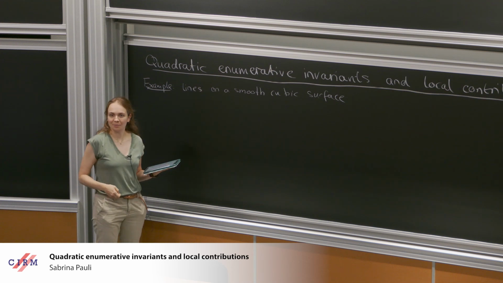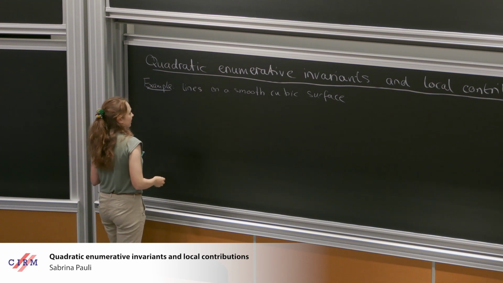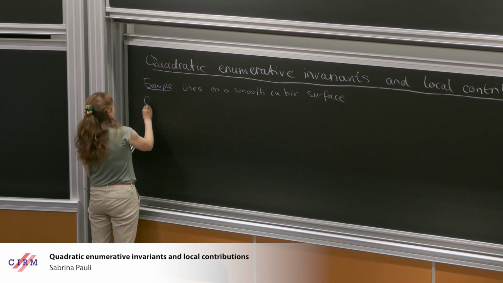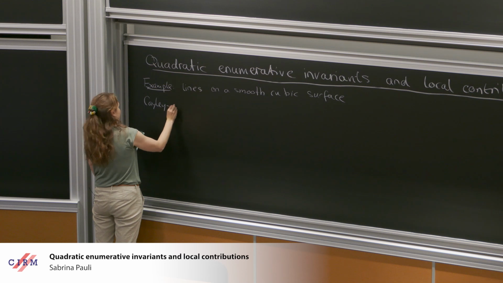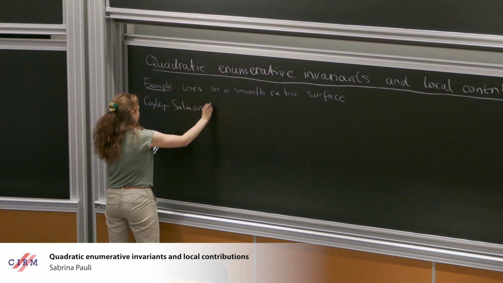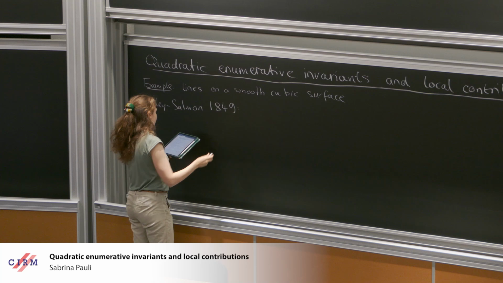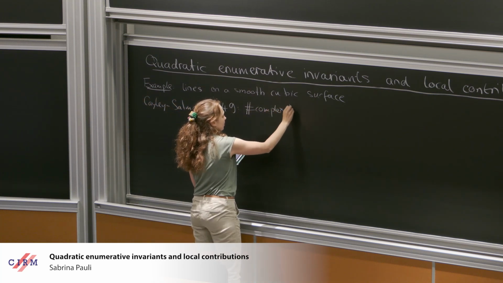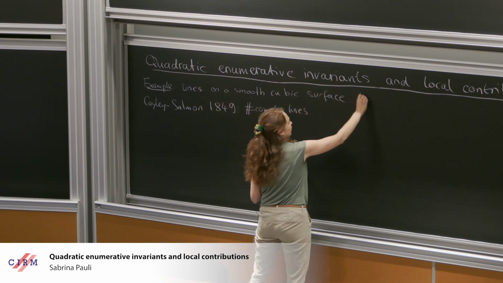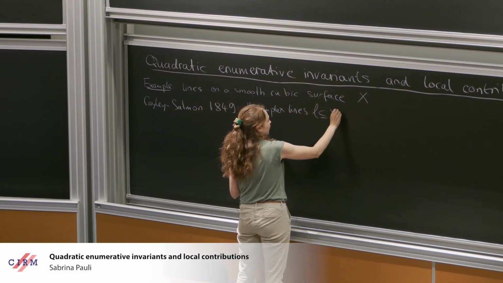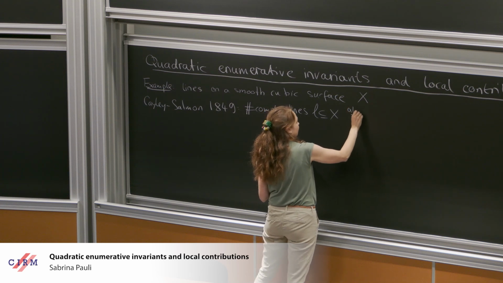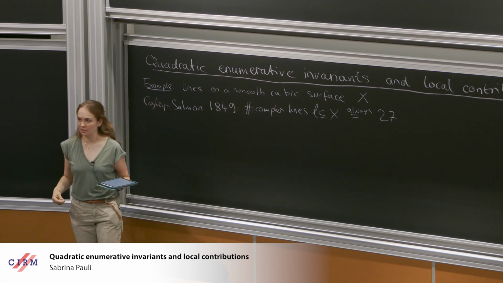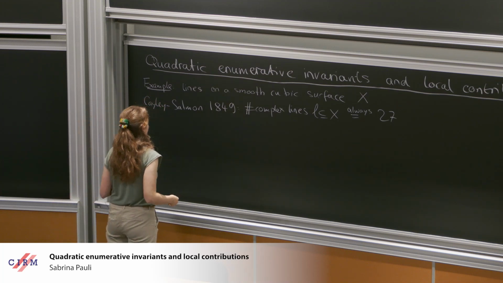So let me start with some history of this enumerative geometry example. In 1849, Cayley-Salmon already showed that the number of complex lines, let's call this surface X, L inside of X, is always 27 when you take a smooth cubic surface. So this is a classical result in enumerative geometry.